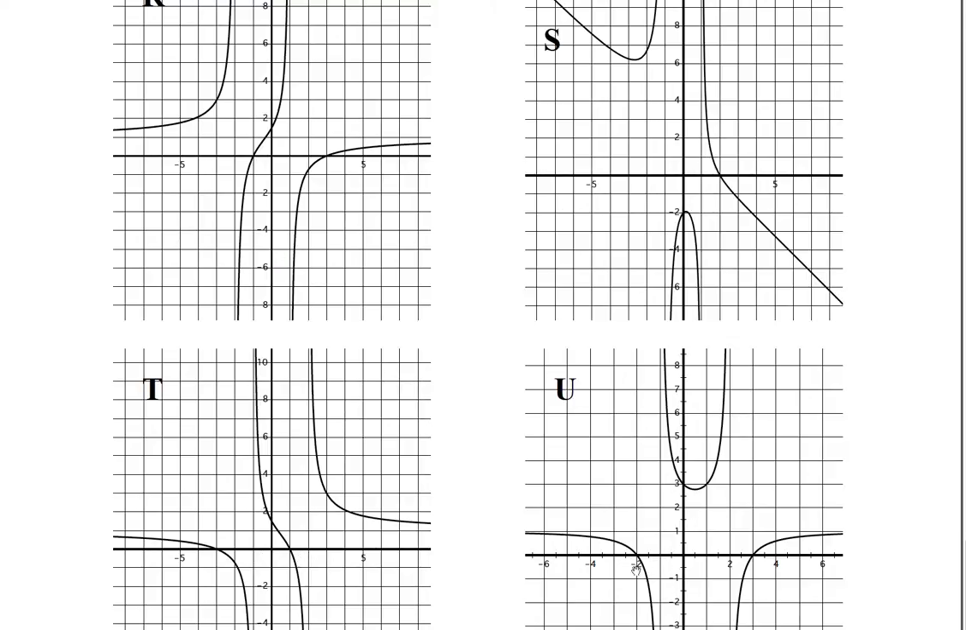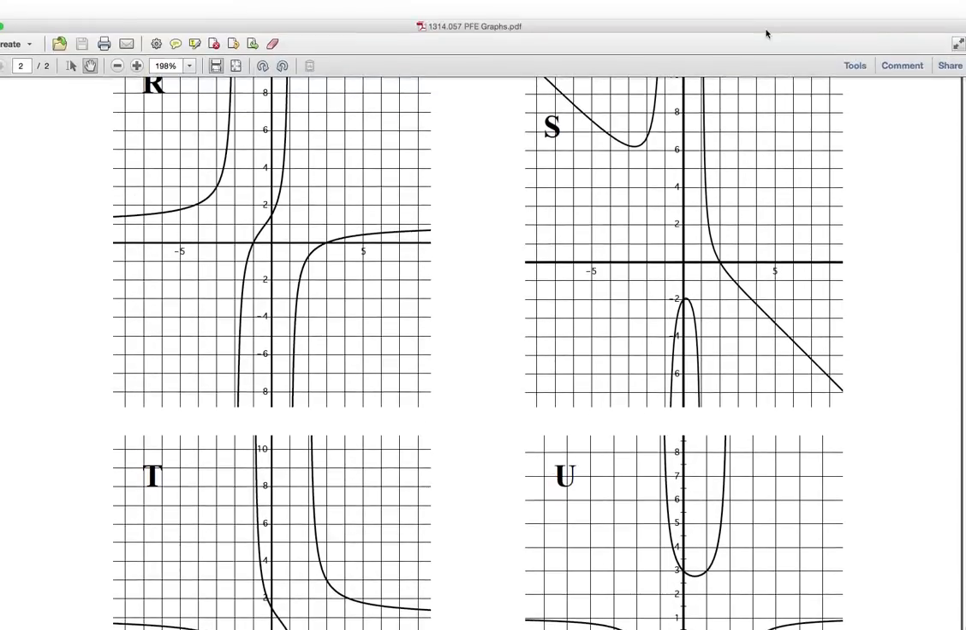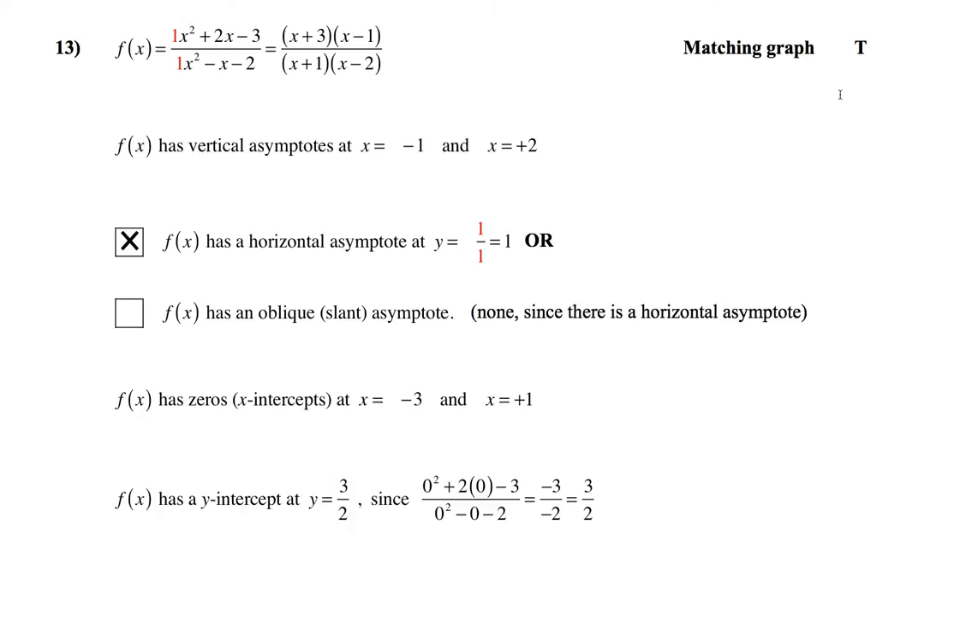So now we have to look at a couple of other indicators. The y-intercept. Well, the y-intercept to this one is 3. The y-intercept to this one is 1.5, which is 3/2. So we're pretty sure that T is the matching graph. The x-intercepts are at -3 and +1, and so that seals it. That tells us that yes, T is the matching graph for this function. So I've indicated that here.